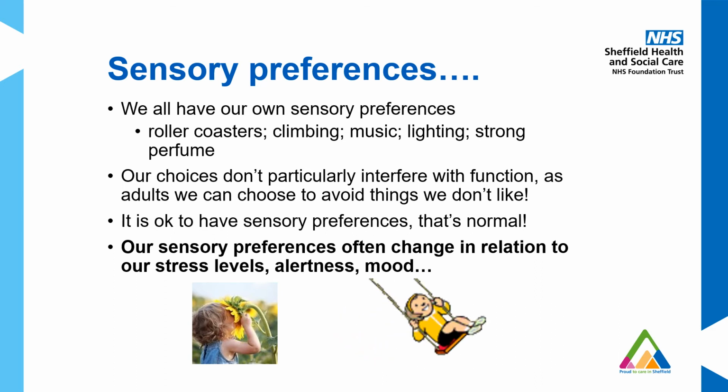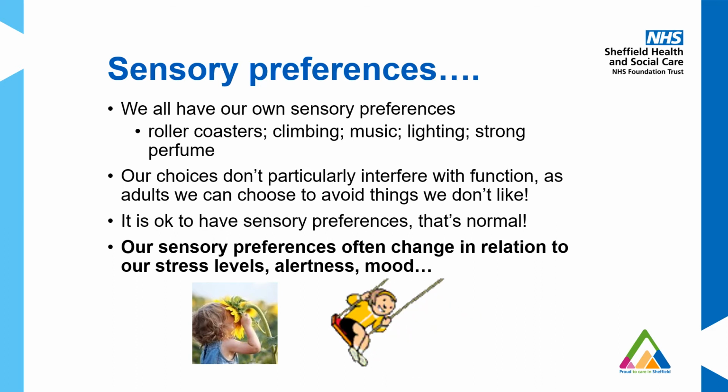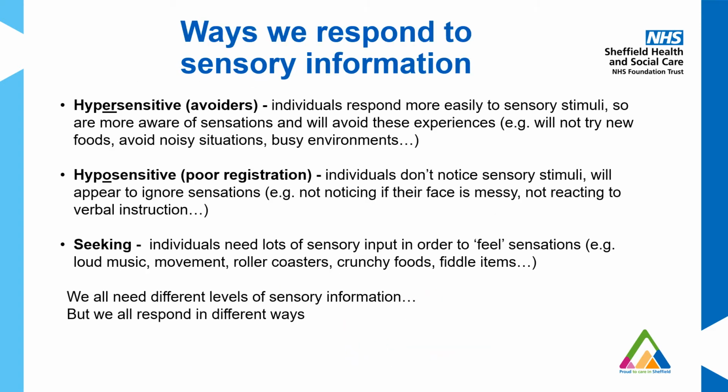Sensory preferences are normal. We tend to choose activities and surroundings that fit in with our sensory preferences. We also use sensory activity to help us, like snuggling in a blanket on a sofa to relax, or chewing pencils and tapping fingers to keep us alert. So everybody responds to sensory information in very different ways.